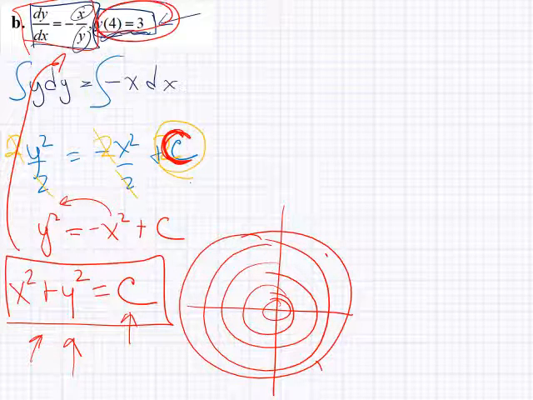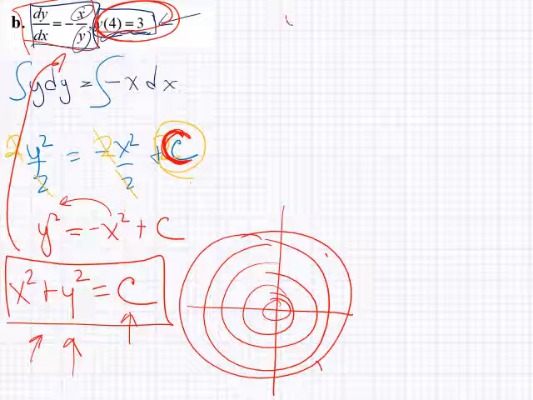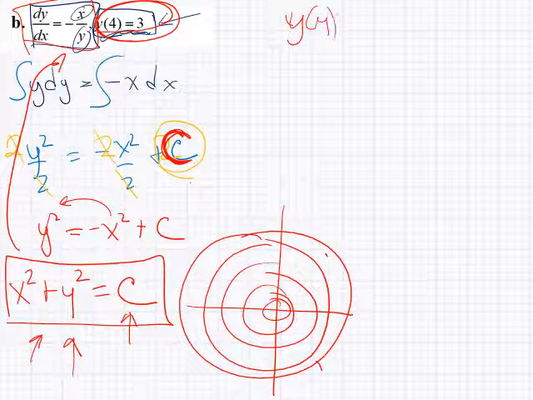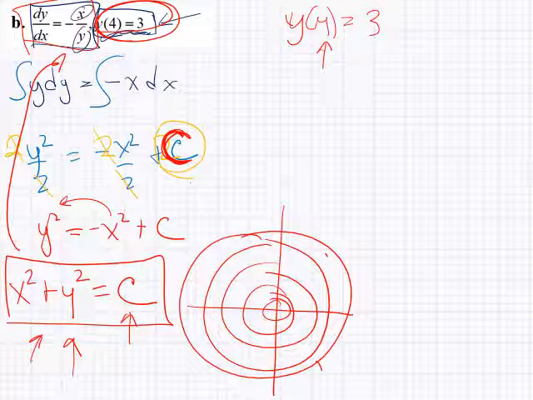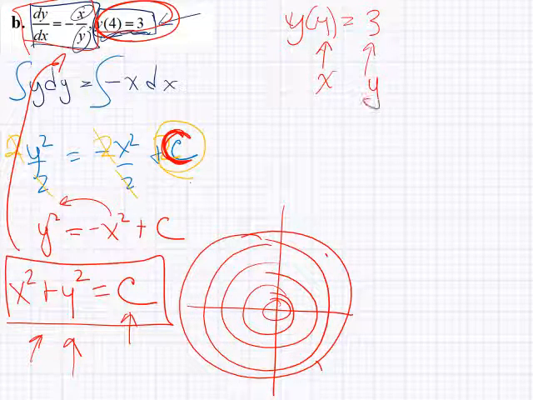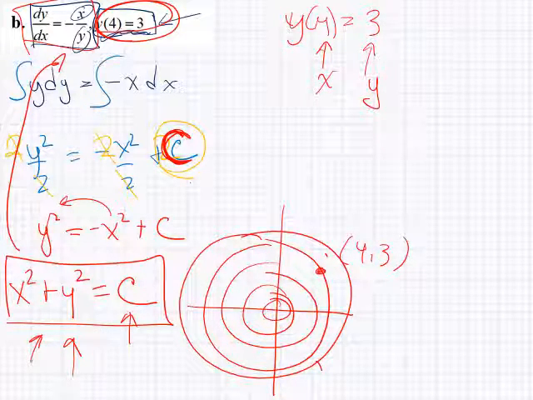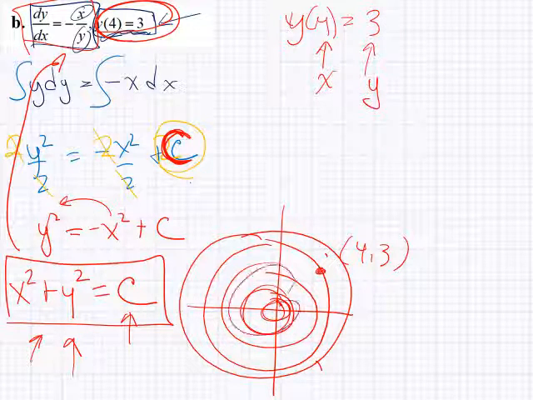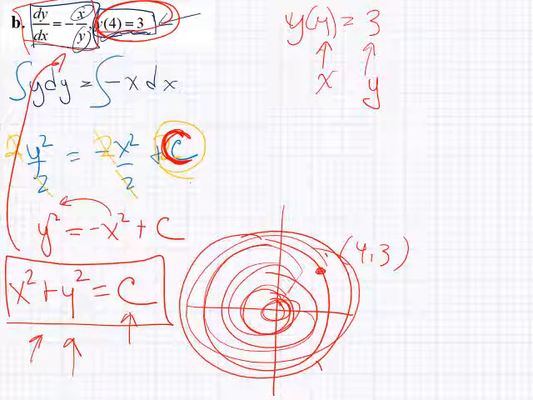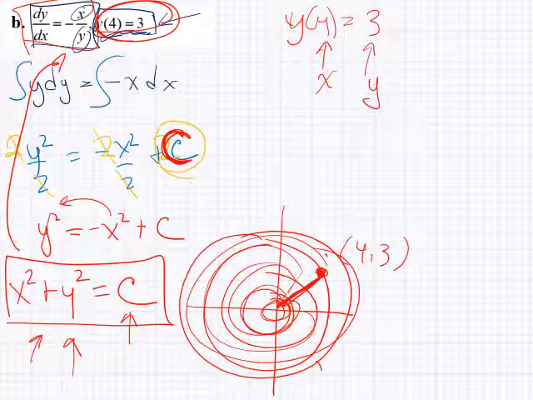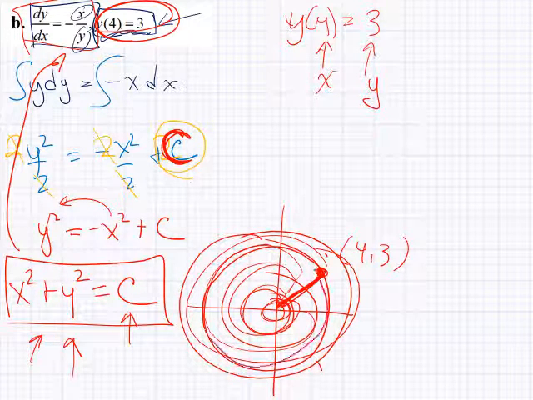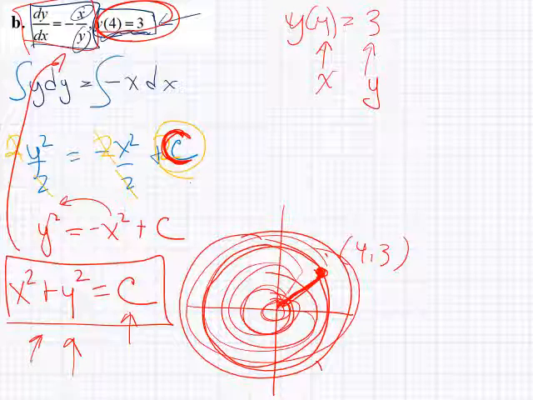Now we want to solve the initial value problem, y of 4 equals 3. So basically what we're saying is there's this point, x is 4 and y is 3. And so we have this point, say 4, 3 here. We want to figure out, of this family of solutions to the differential equation, which is all these circles, which member of that family goes through this point? So which specific circle would have a radius that would cause the circle to go through that point? And that's the solution to the initial value problem.